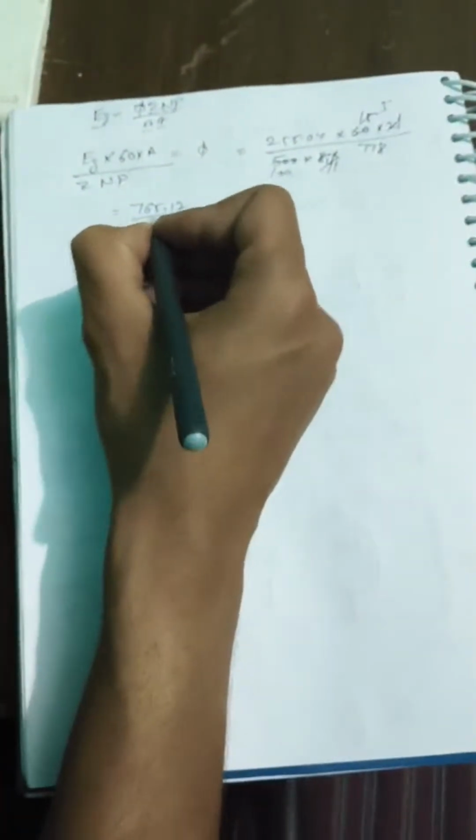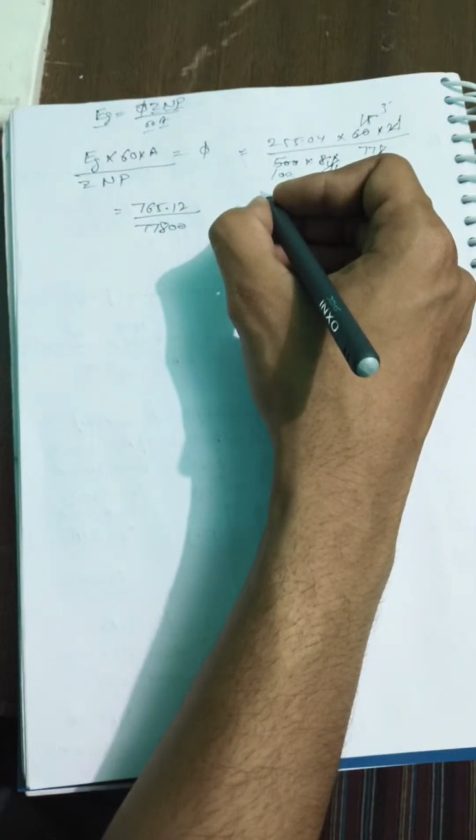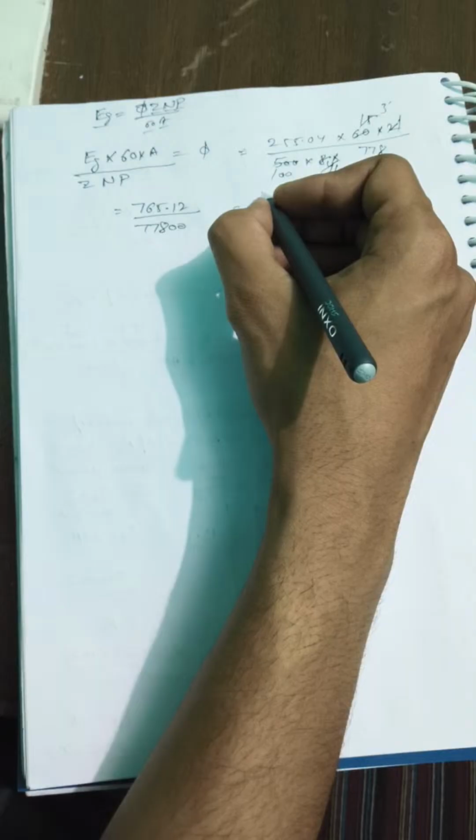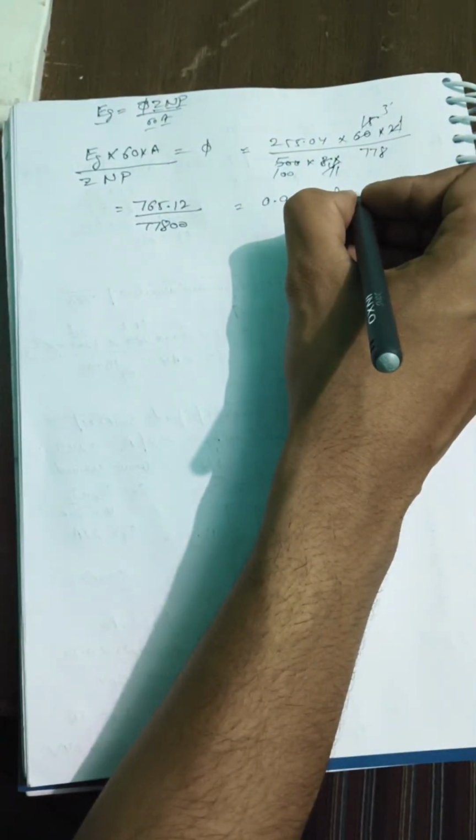So now we have to do the calculation: 255.04 into 3 equals 765.12, divided by 778800. So now 765.12 divided by 77800 is equal to 0.98 into 10 to the power minus 2 Webers per pole.